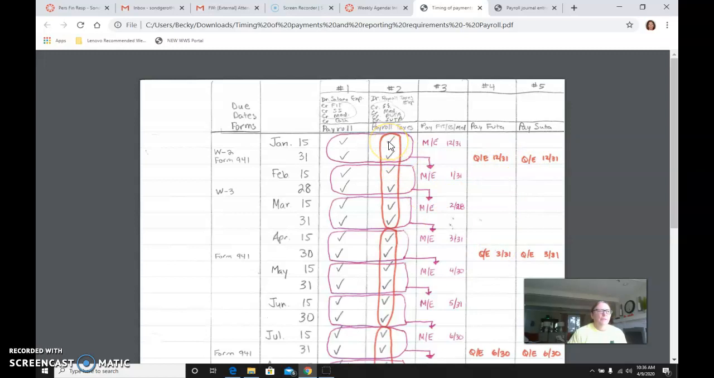So the FUTA from each of these payrolls from January through the end of March would be made on this payment on April 30th for FUTA. And then the same for SUTA. I would add all of those SUTA payables, and I would pay that here. Okay? So hopefully that kind of helps with the summary of the chapter.